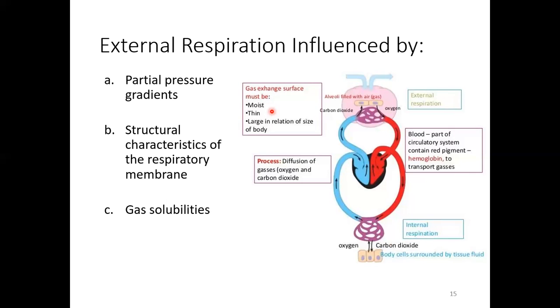The next 2 factors are the solubilities of the gases. If oxygen and CO2 have to dissolve before they can diffuse, the solubilities of those different gases is going to be important. And finally, a process called ventilation perfusion coupling. This is essentially matching of the flow of blood with the exchange of air into and out of your lungs.